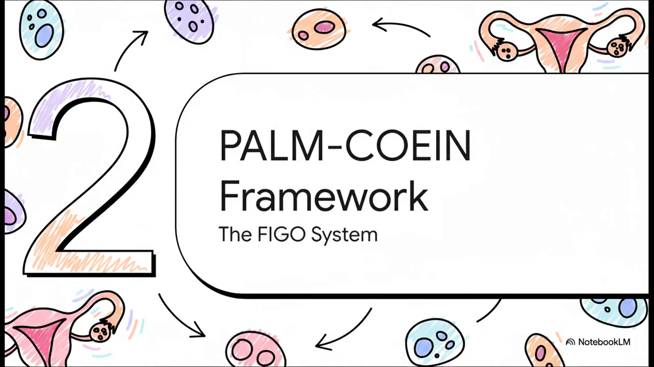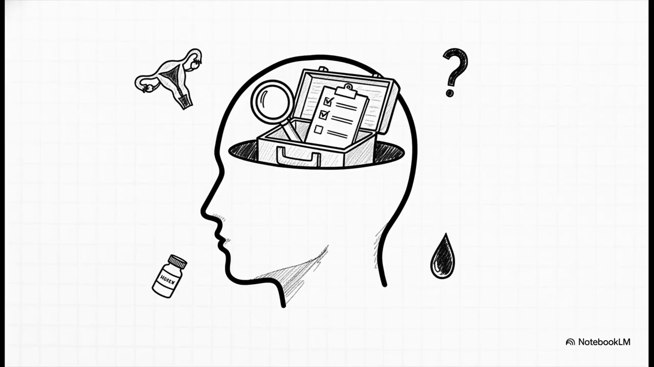Okay, now for what is arguably the most important tool in your AUB toolkit, the Palm-Cohen framework. This system was developed by the International Federation of Gynecology and Obstetrics, or FIGO, and it's how we systematically think through every single possible cause of AUB. It's a real game changer. Seriously, think of this mnemonic as your diagnostic checklist. It's what ensures you don't miss a single thing when you're working up a patient with abnormal bleeding.